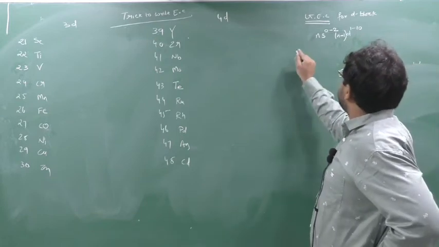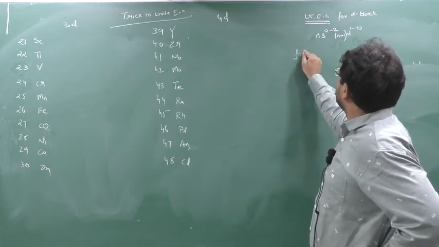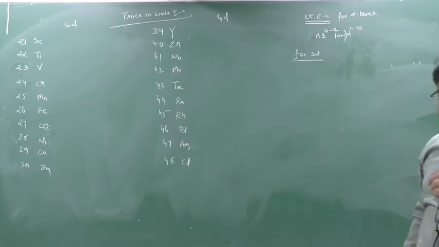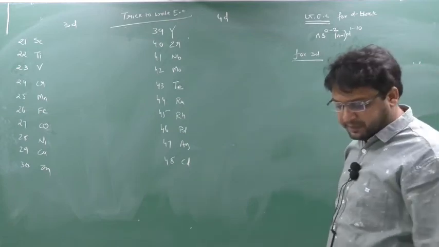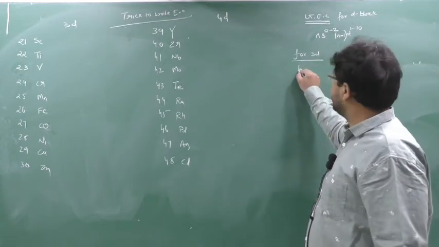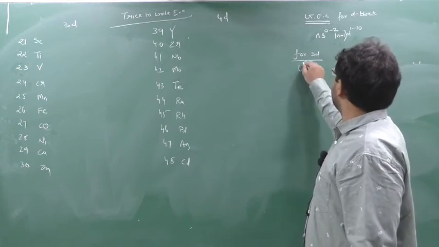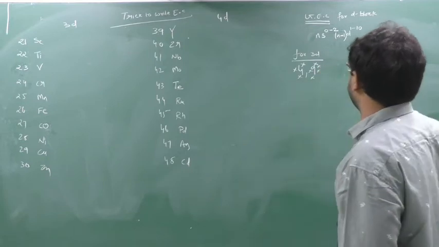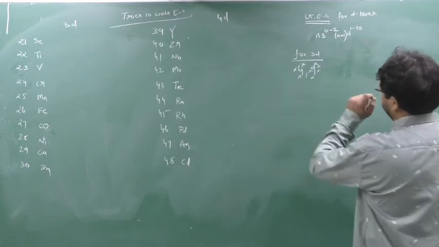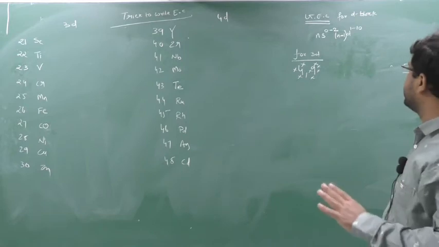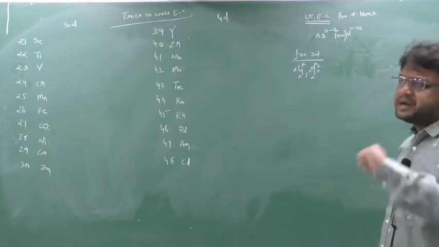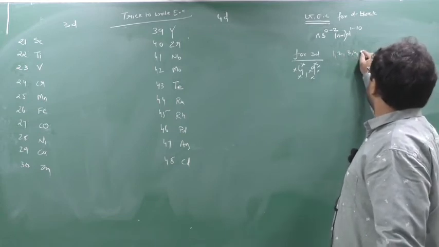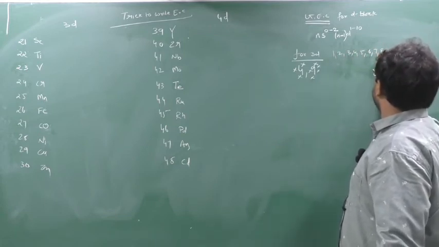Now, first I am giving for the 3d series. For the 3d series, there are two numbers you have to remember: 4 and 9. These numbers should not be taken. If they are coming anywhere in the electronic configuration, you should not take them. Whenever the number 4 or 9 comes, you should not take it. This is one trick I will tell you. Write the numbers now: 1, 2, 3, 4, 5, 6, 7, 8, 9, 10.